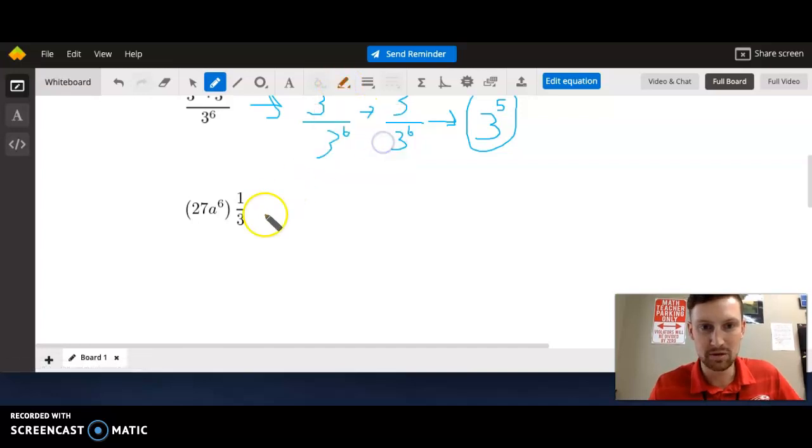All right, go with brown. So rational, that's to the 1/3 power, right? So 27a to the 6th to the 1/3 power.